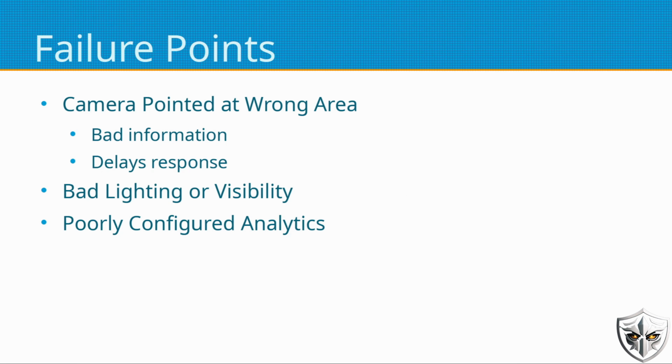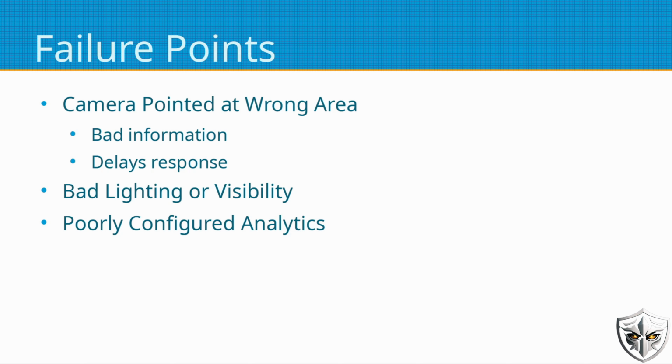Common failure points, like we mentioned, camera pointed at the wrong area. You're getting bad information, you're getting a delayed response. This is a real problem because back to if your front door alarm goes off, but your back door camera is what gets sent, the operator doesn't know that that's the back door in the camera. They know that it's a door. So if I send a video clip and nothing's happening at the door, they're going to mark it as a false alarm, even though something really may be happening at the front door, but because I sent a clip of the back door, they have no idea.